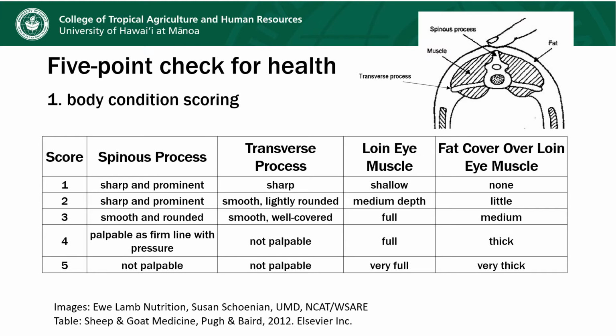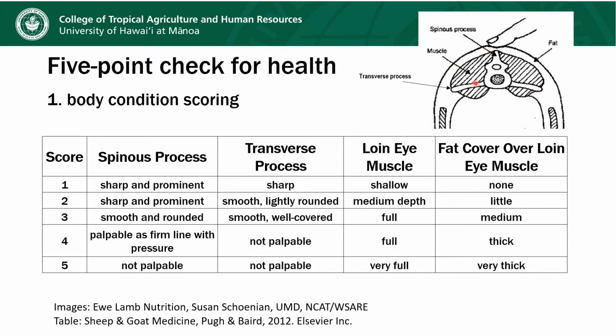The first part of the 5-point health check is body condition scoring. You have to actually put your hands on the animal to score them properly, especially in sheep because of their thick fleece. By first palpating the spinous processes, which are these here that you can palpate directly on the midline of the animal. And the next thing you're going to want to palpate for are these transverse processes that kind of stick out to the sides along the lower back of the animal.